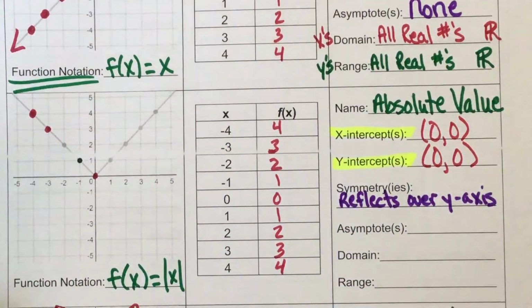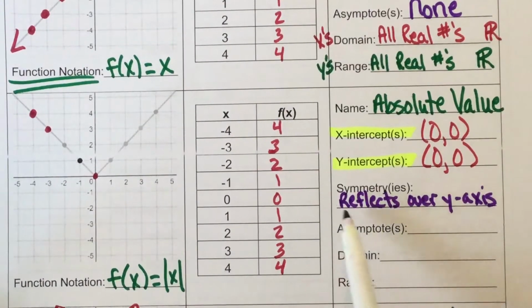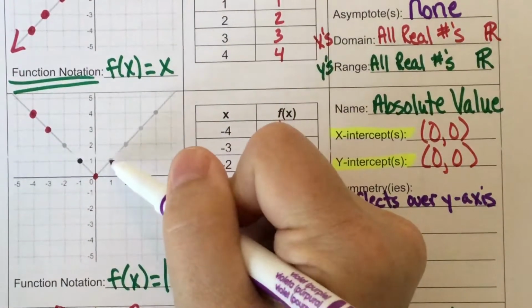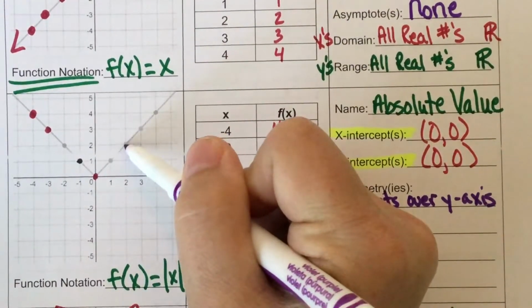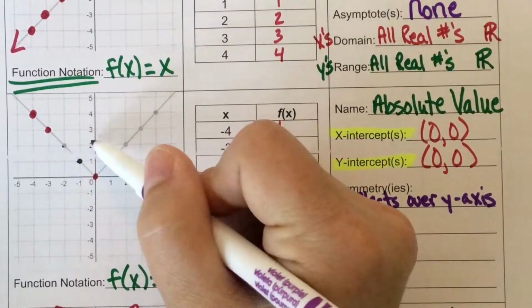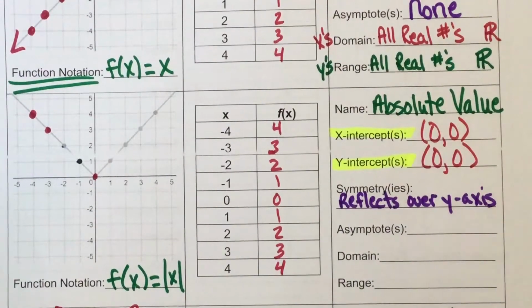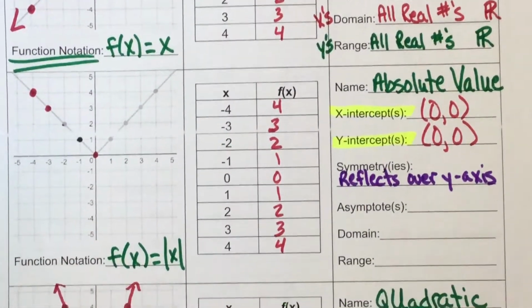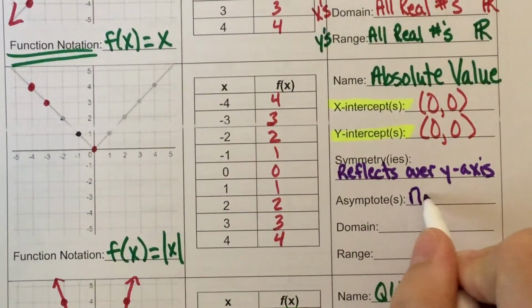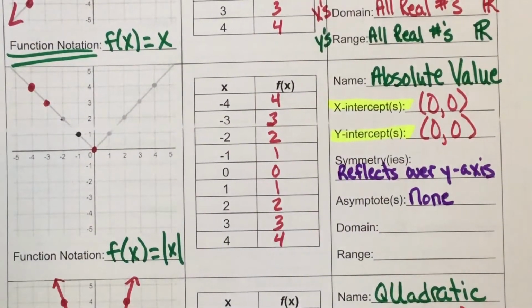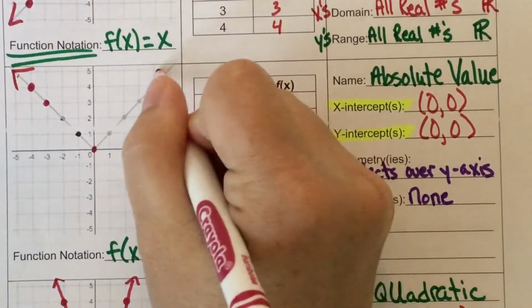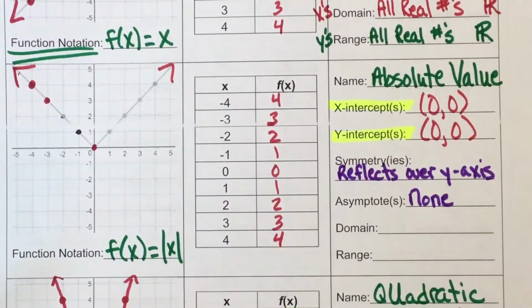And I think that's easy for you to see and easy for you to understand, so that's why I decided to talk about it. So this point is the same distance from the y-axis as this point is. This point is the same distance from the y-axis as this point is. So that's why it reflects over the y-axis. Okay, this graph has no asymptotes. There's no line that the graph can't touch or cross. There are arrows on this graph as well. They just weren't in the picture.